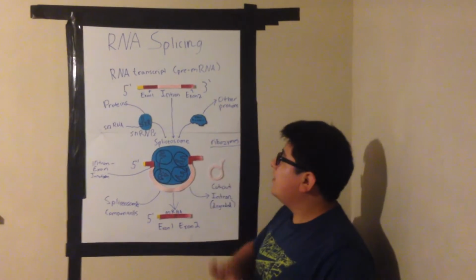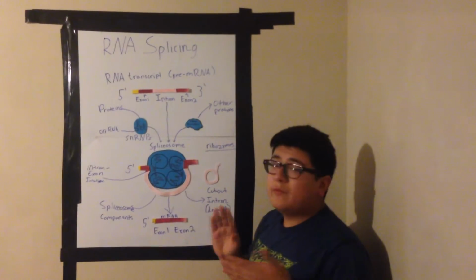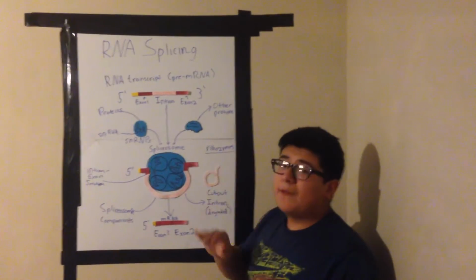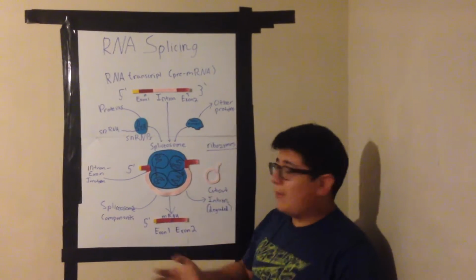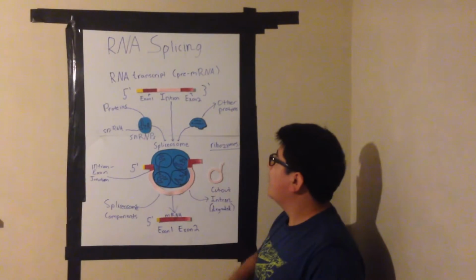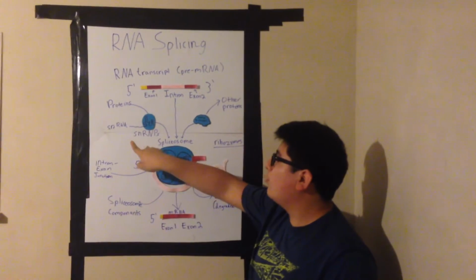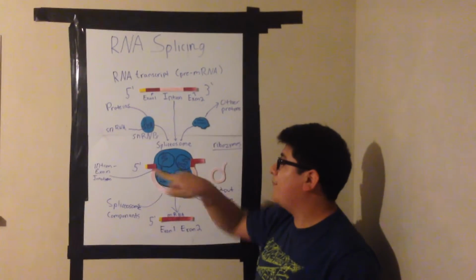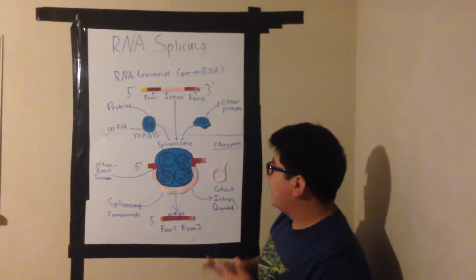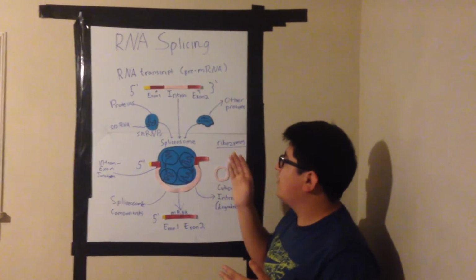So in RNA splicing, large portions of newly synthesized RNA are removed, and these removed portions are known as introns. The remaining portions left after the removal of introns are known as exons, and they're spliced together by something called the spliceosome. A spliceosome is a large complex made of proteins and small nuclear ribonucleoproteins, also known as snRNPs. This plays an important role in the removal of introns and the joining together of exons.